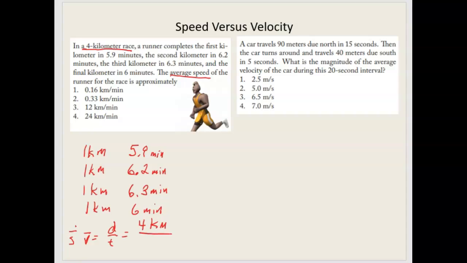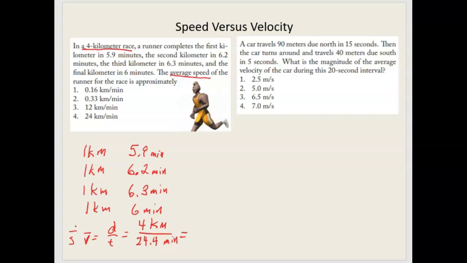And our time, well, these are our times here. So we have to add these up. So 6 plus 6 plus 6 plus 5. Okay, 6, 12, 18. 18 plus 5 is 23. 24.1, 24.4. Okay, so we add those up and we get 24.4 minutes.